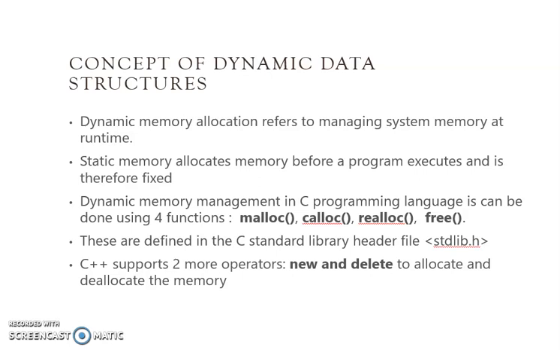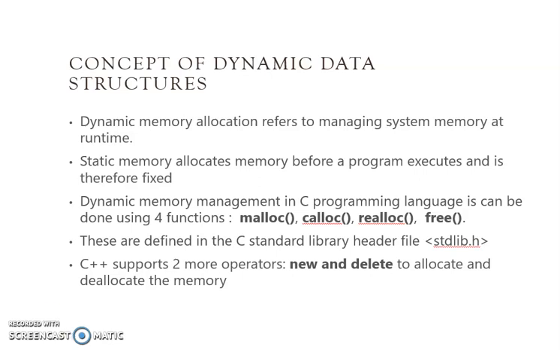For example, an array is a simple static data structure, and in the beginning itself its size is fixed, so if you want to add more elements you can't do that. Now in C programming we have 4 functions that perform dynamic memory management. First one is malloc, second one is calloc, then realloc and free. We will see each of these in detail, but in C++ along with these functions we have 2 new operators, new and delete, which are used to allocate and deallocate the memory dynamically.